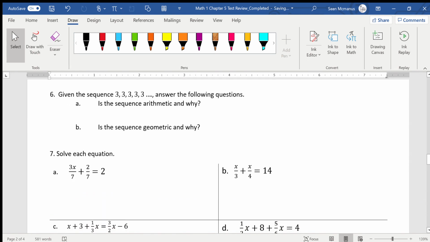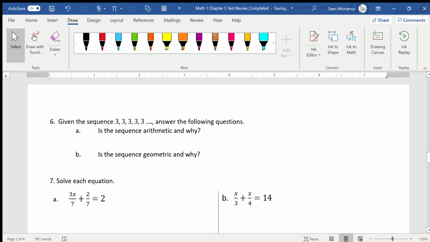All right. Last one I'm going to do on this portion of the video is number 6. Given the sequence 3, 3, 3, 3, answer the following questions. Is the sequence arithmetic and why? So we actually had some debate about this, right? Because arithmetic means adding or subtracting. So 3, 3, 3, 3, 3 would be adding a 0 or subtracting a 0. But that's actually not a sequence. It's not working quite right.